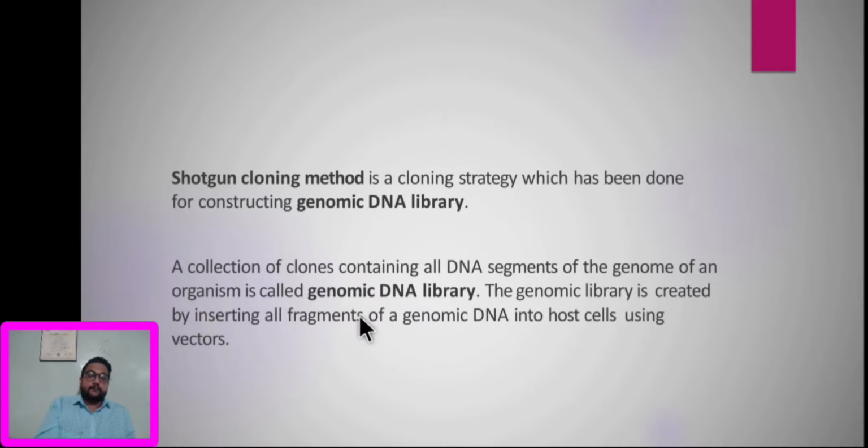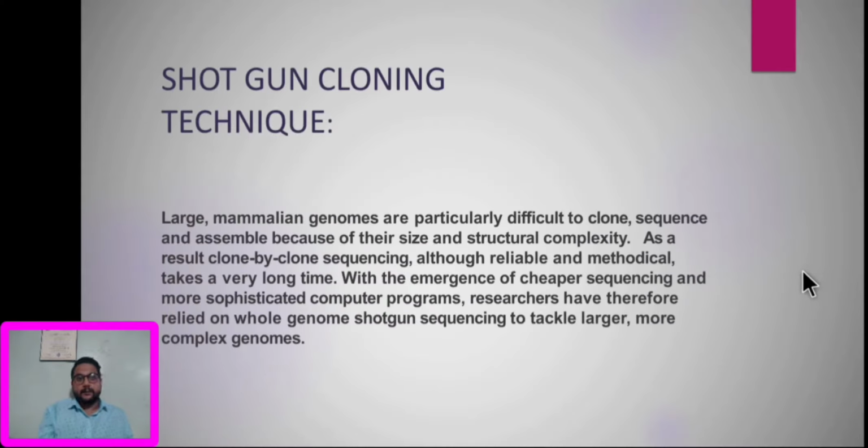What we do is, the genomic library is created by inserting all the fragments of genomic DNA into the host cell. सगळे जीन त्याच्यामध्ये इन्सर्ट केले जातात. ओके, using the vectors. So the vectors can be bacteriophages. Okay, yeast can also be a vector. Now, we are going to see what comes under the shotgun cloning technique.